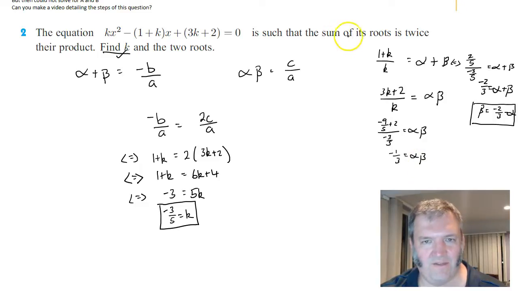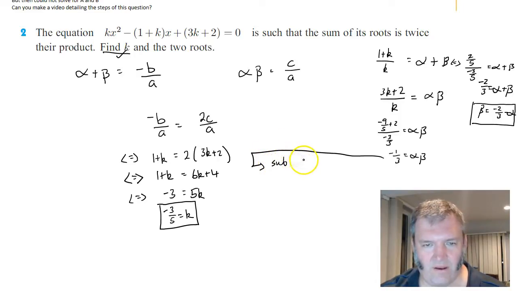That makes sense, doesn't it? The sum of its roots is twice its product. Well, we've definitely confirmed that that's true. Negative 2/3 is indeed double negative 1/3. So now what can I do? Let's make that substitution. Just going to go over here so we've got enough room.